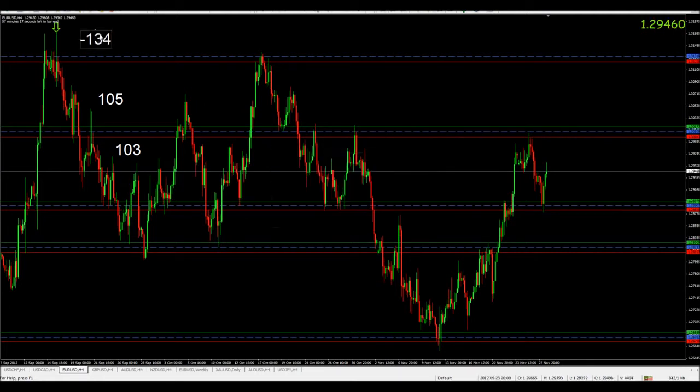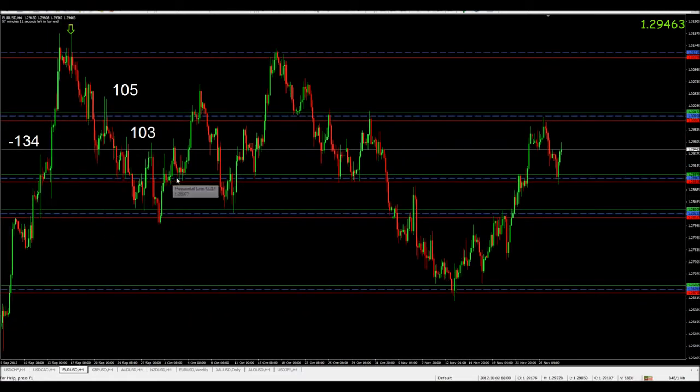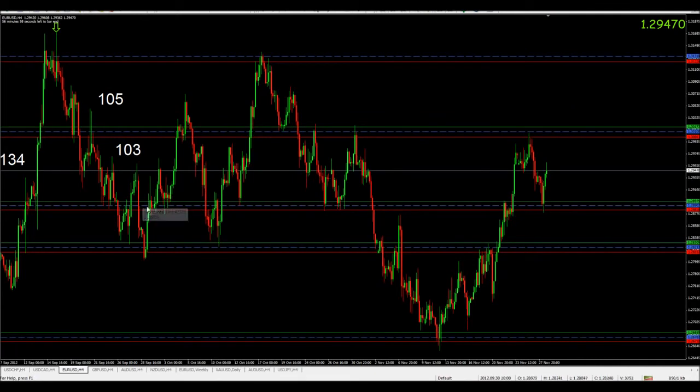Okay, so I've got 134 pips here. Just put that over here so we know it's in between those two ranges. Okay, so another buy opens here. And the take profit would be up here.